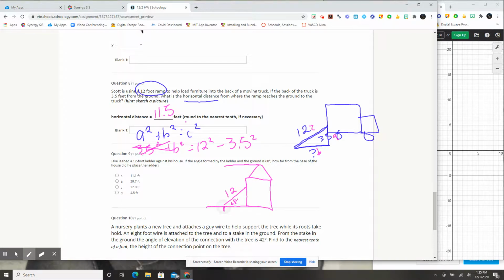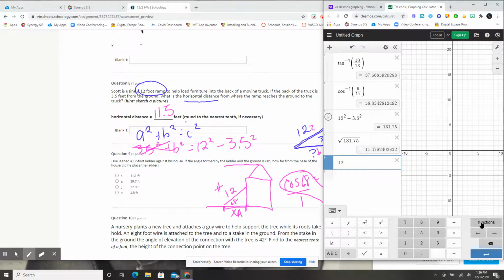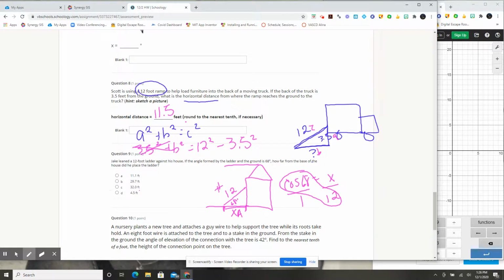How far from the base of the house did he place the ladder? I want to know this distance along the ground. So this is going to be A and H. So that's cosine of 68 equals x over 12. I can always make that over 1 and then cross multiply. So cosine of 68 times 12. I like to do the 12 first. Make fewer mistakes that way. And then cosine 68. And you can close those parentheses if you want. And that's going to be 4.5 feet.